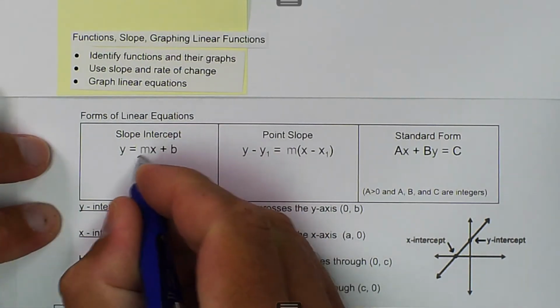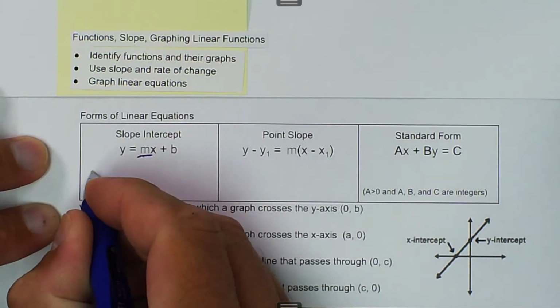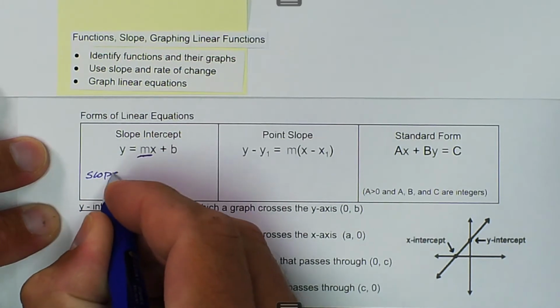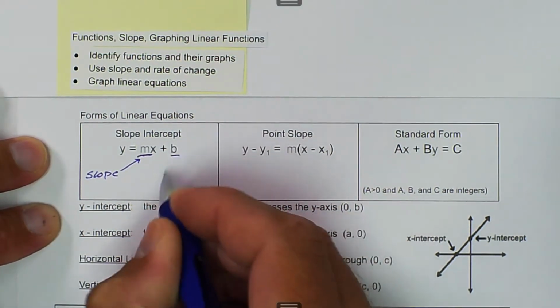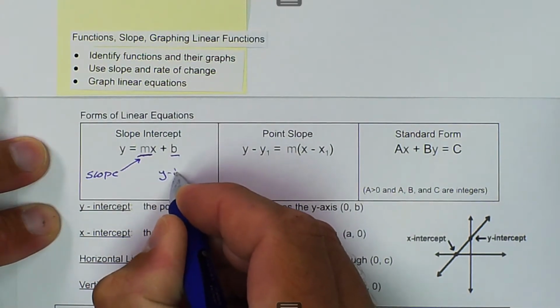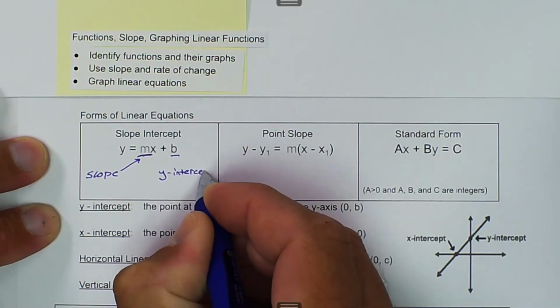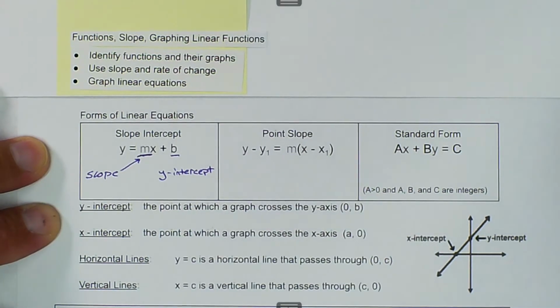And the reason that's called slope-intercept form is because m represents the slope and b represents the y-intercept. So that's why it's called the slope-intercept form.